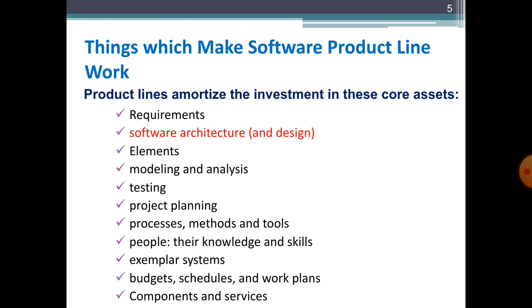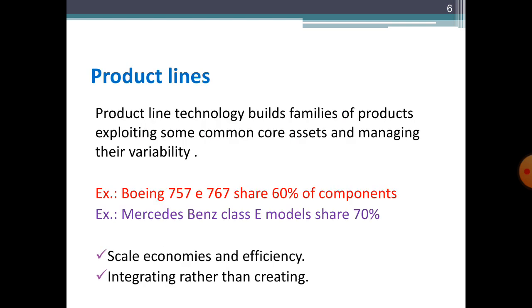So students, return on investment of software product lines we have also discussed in our previous lecture. Different companies can make their core assets from different components, services, etc. So these are the different core asset investments which any company can make in these areas. So product lines pay back the investment made by any organization or company. So what are product lines? As we discussed earlier, product line technology builds a family of products which exploit some common core assets by managing their variability as well.